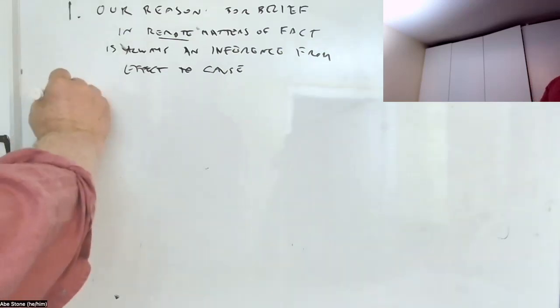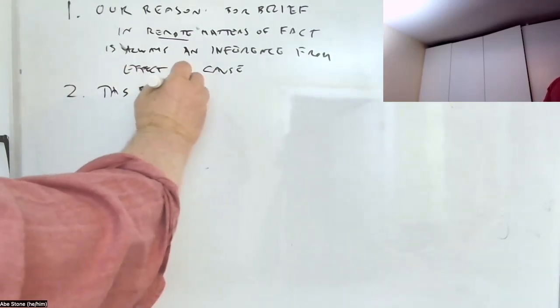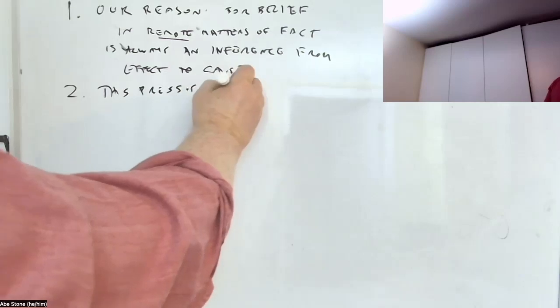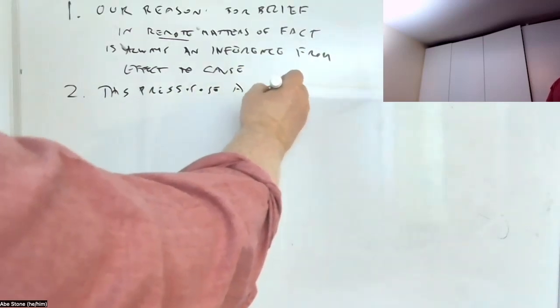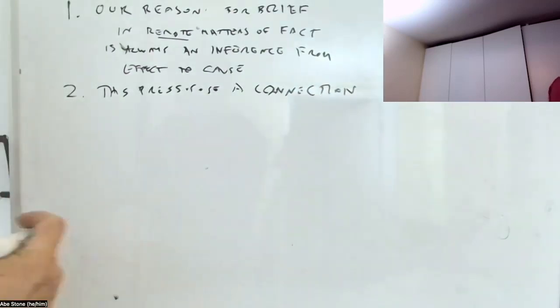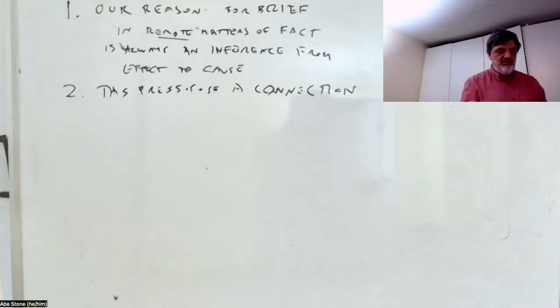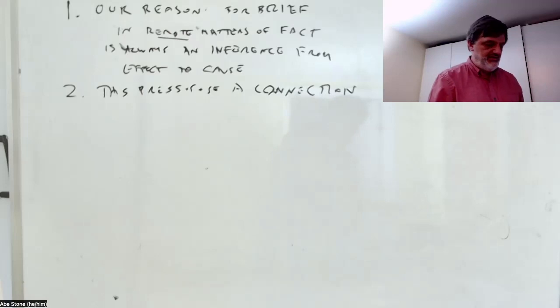Step number two is this presupposes a connection. So actually, what Hume says, this is on page 16: Here it is constantly presupposed that there is a connection between the present fact and that which is inferred from it.